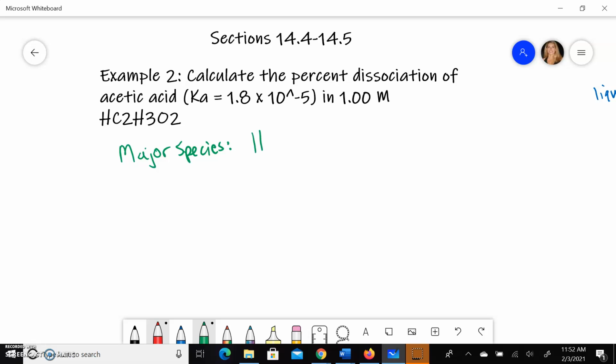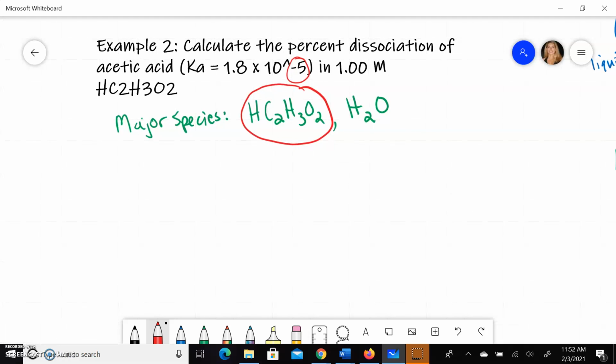So we have this weak acid, acetic acid, and we always have water, and that's it. Of these two, the acetic acid has a much bigger Ka. Remember, water's Ka is 1 times 10 to the negative 14th, so negative 5 is going to give you a bigger Ka. So we know that acetic acid is going to dominate over the water. So let's go ahead and set up the reaction.